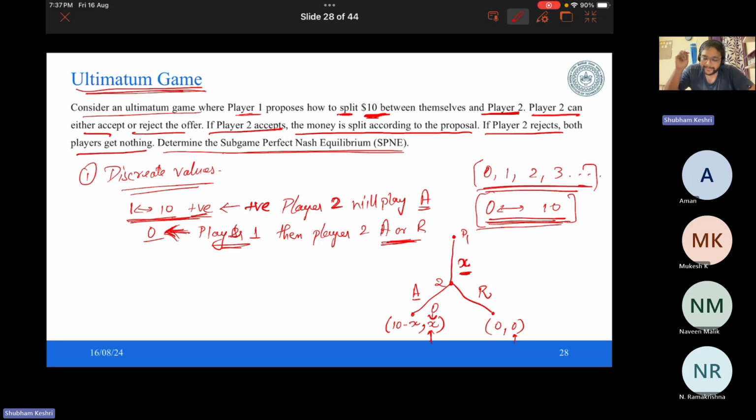Now, the interesting thing happens when this is not discrete, when this is continuous. You see, when any value of x greater than 0 is given, in that case, player 2 will accept. But you see, any value greater than 0 is not defined. You cannot define a value which is just greater than 0. If you do that, you actually cannot do that. You cannot define a value just greater than 0. Is this clear?